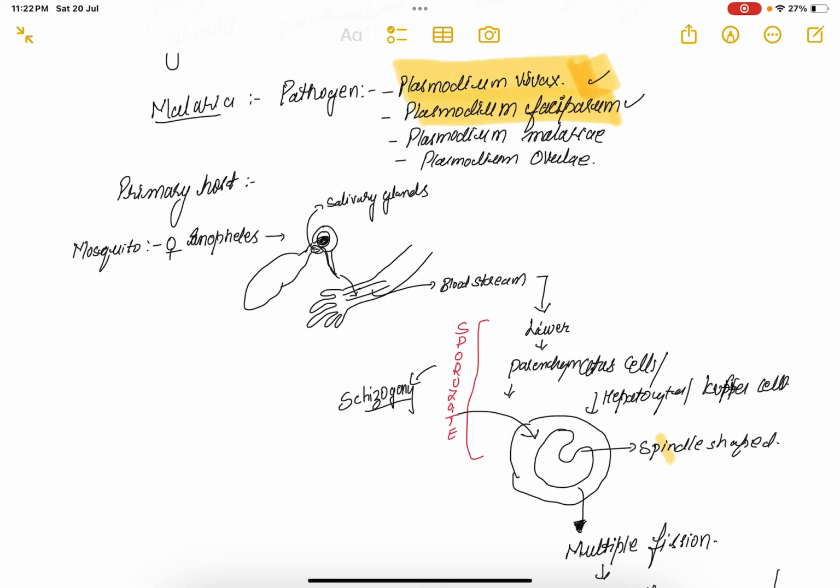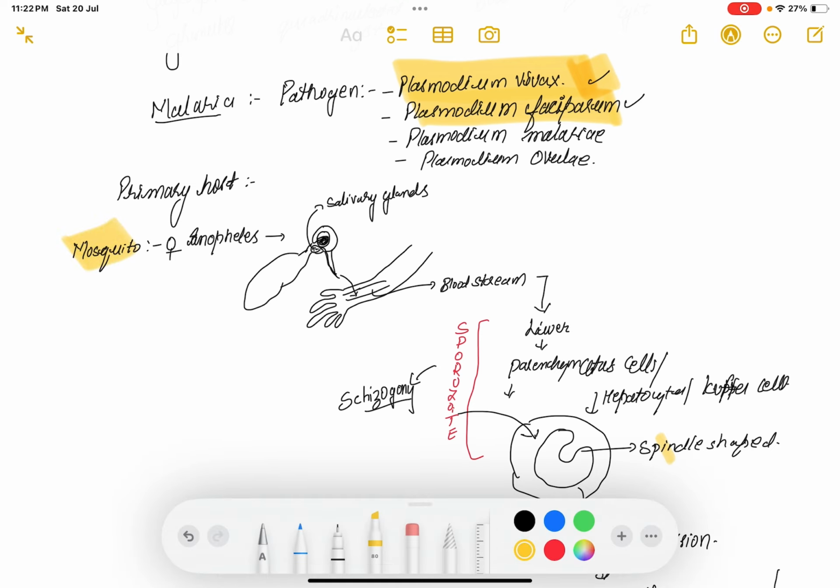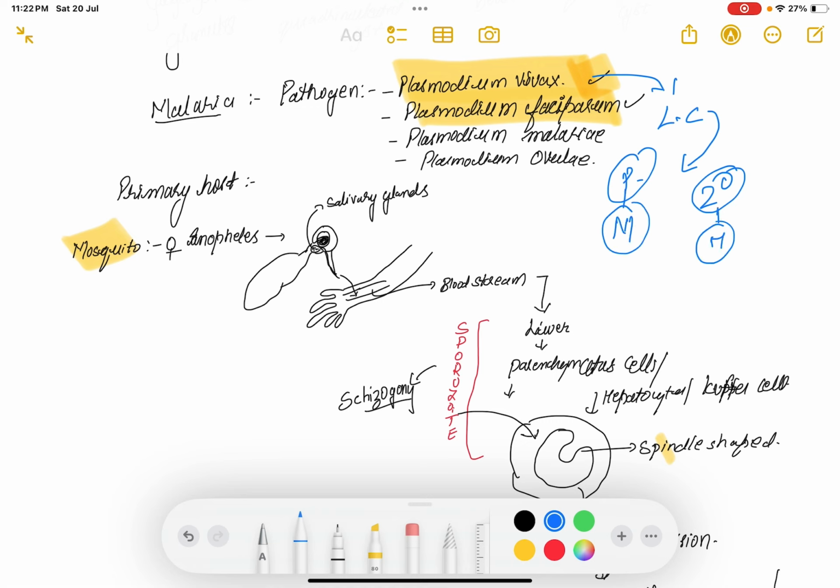And the primary host, you have to remember, is the mosquito, and the secondary host is human. To complete the life cycle of the plasmodium, they need two hosts: one is the primary host and the other is the secondary host. The secondary host is human and the primary host is mosquito.